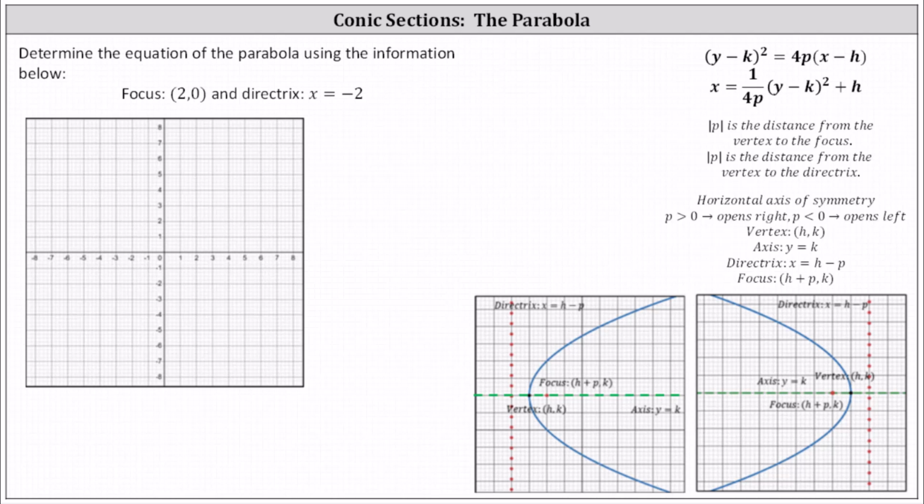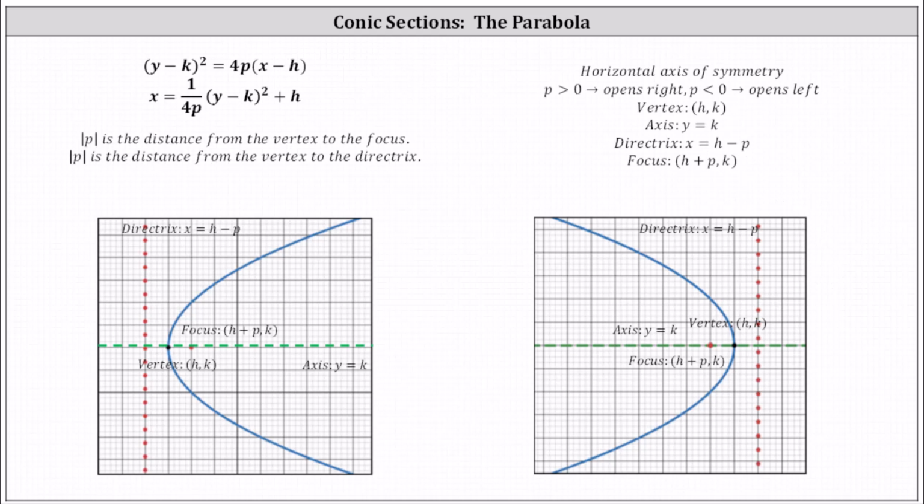In this lesson, we'll be determining equations of parabolas given the focus and the directrix. For review, if a parabola opens left or right, the equation will be in the form of the square of y minus k equals 4p times the quantity x minus h, where h comma k is the vertex, and the absolute value of p is the distance from the vertex to the focus, as well as the distance from the vertex to the directrix. If the parabola opens right, p is positive. If the parabola opens left, p is negative.